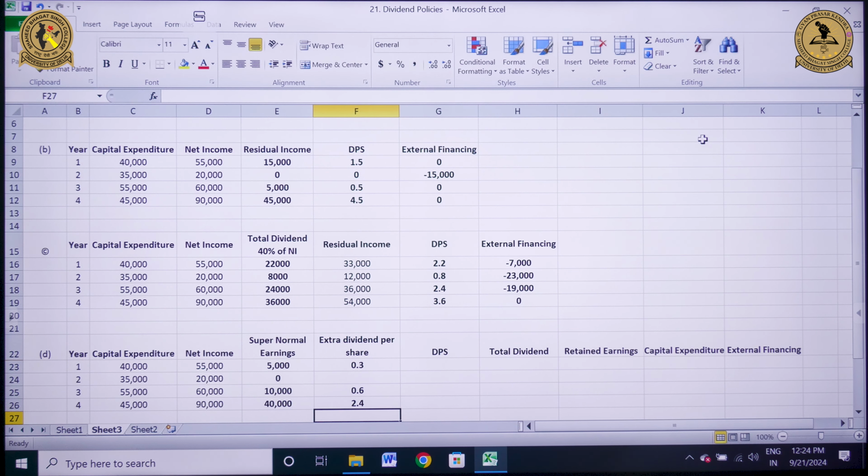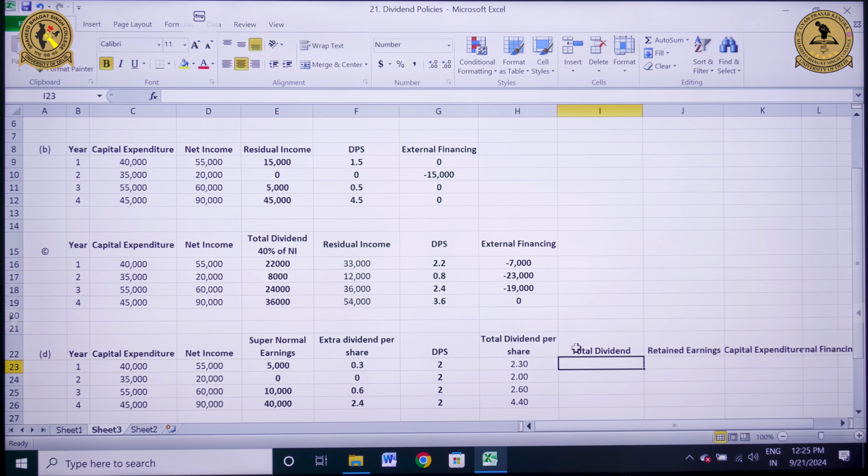The question clearly says that the company is already paying a dividend of rupees 2 per share, which will be there in all the 4 years. In year 2, the extra dividend per share will be 0 because the company is not earning any supernormal earning. So the total dividend comes out to be extra dividend per share plus the constant dividend per share. So my total dividend per share is 2.30 in year 1, 2 rupees in year 2, 2.60 in year 3 and 4.40 in year 4.